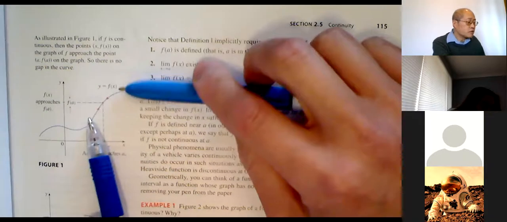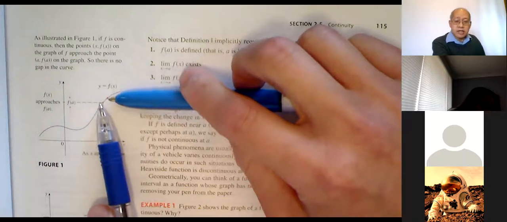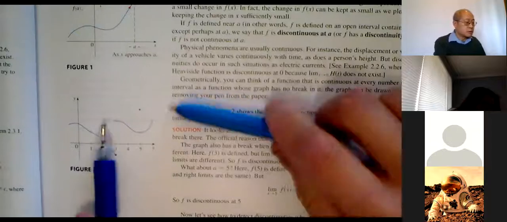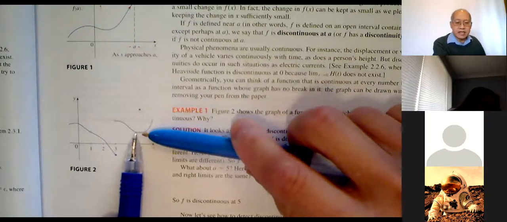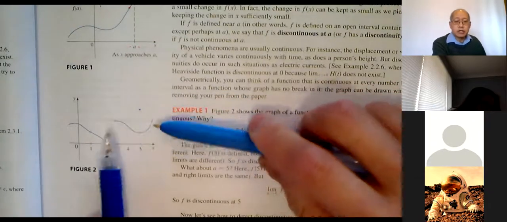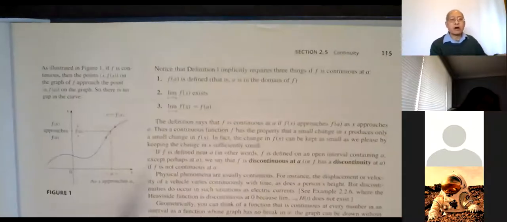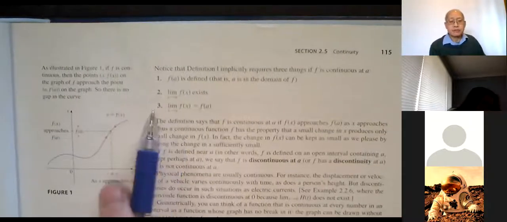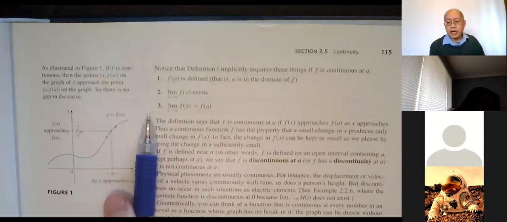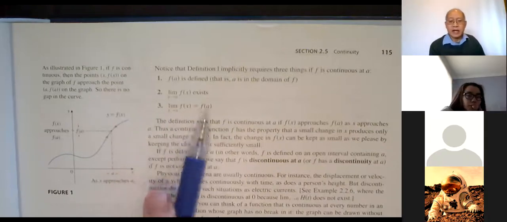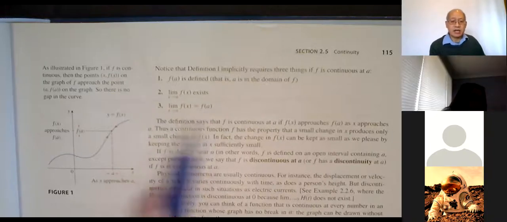We saw examples where the limit exists and all of a sudden there's a dot way down here, or it jumps up. Here's a good example. The two-sided limit exists, it's down here, but there's a dot up here. So here the limit would not match the function. We have to have all of these being true. In essence, you only have to really worry about number 3: the limit as x approaches a of f of x equals f of a. This implies the limit exists, the function exists, and that they're equal to each other.